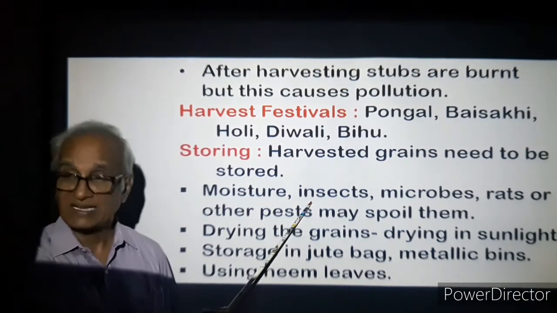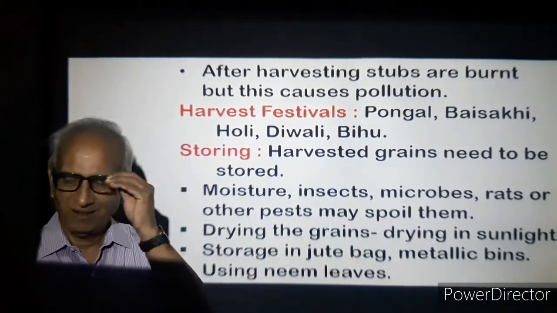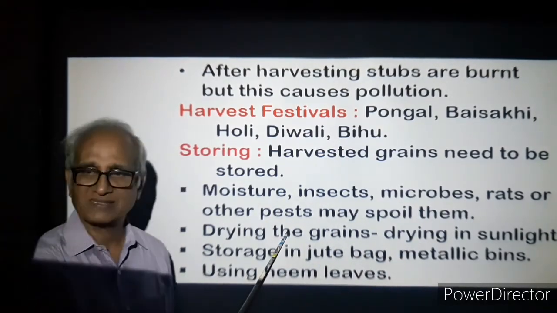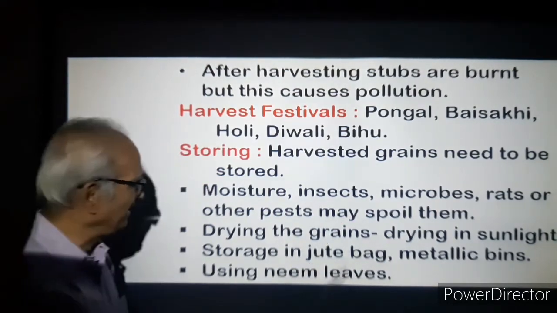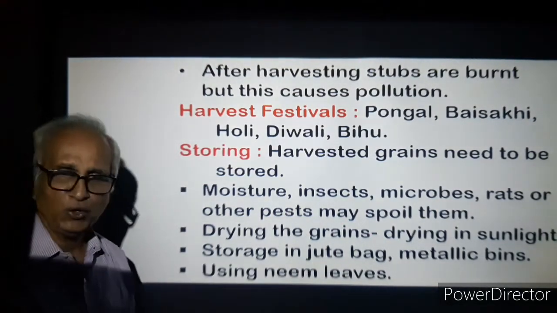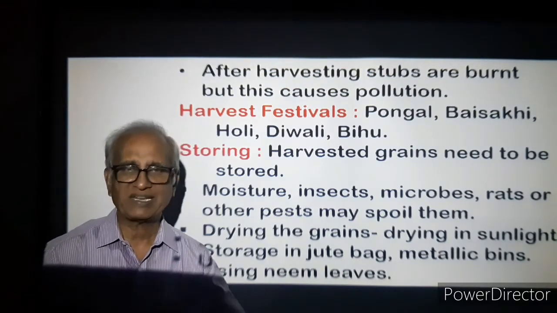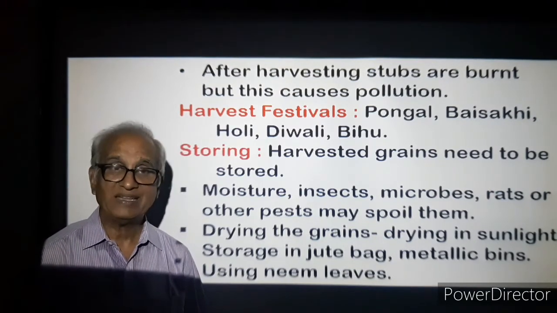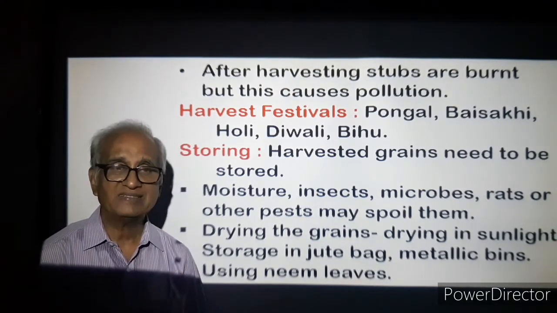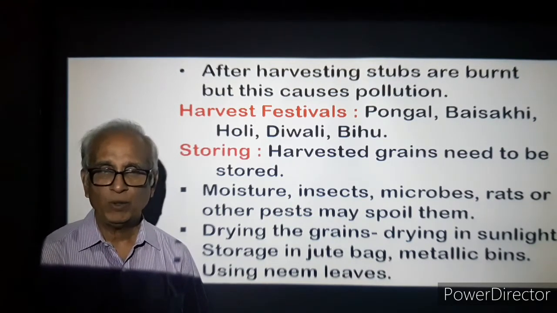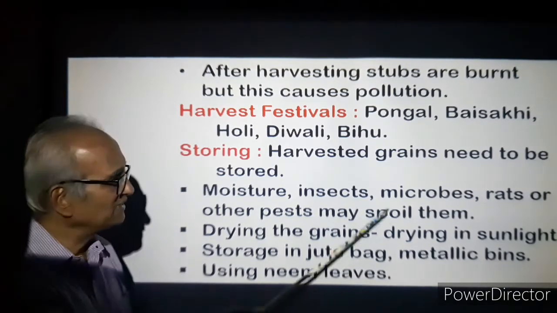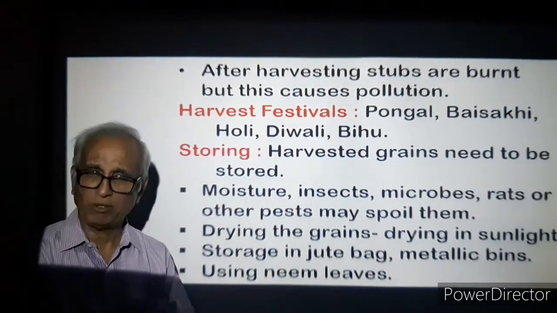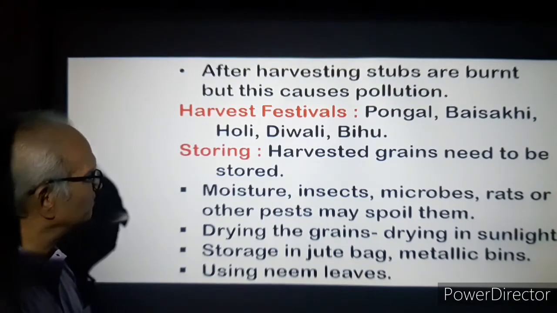Moisture, insects, microbes that you cannot see with the naked eye, rats or other pests, they may spoil the grains. Drying the grains: one usual way is to put the grains in the open sun and get them well dried. By drying the grains in the sun, you will be able to keep away the microbes, the moisture, the insects. You will be able to protect the seeds.